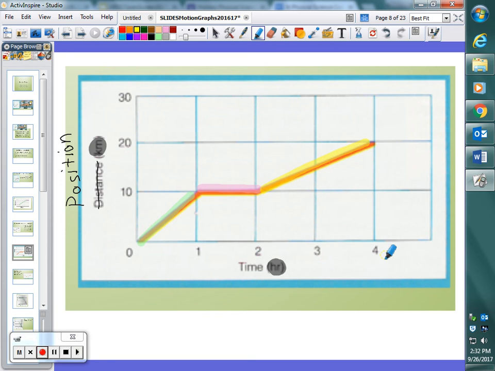We'll get into this a little bit more as we go along today. The next question I would like you to discuss with the person next to you is, and this is test prep as well: compare and contrast the motion of the object during the green section versus the yellow section. Discuss with the person next to you. Go.